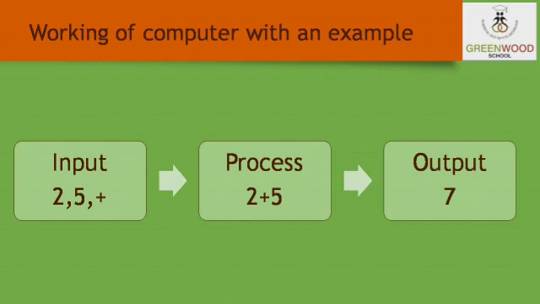The data and instructions together are the input. Here 2 and 5 are the data and plus operator is the instructions. Now the CPU will work on the data according to the instructions, that is, it will add the numbers 2 and 5. 7 is the correct result or output of the sum 2 plus 5 equals 7 that will be displayed in your output device.